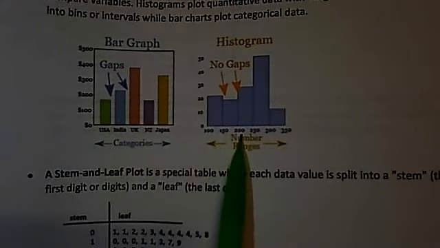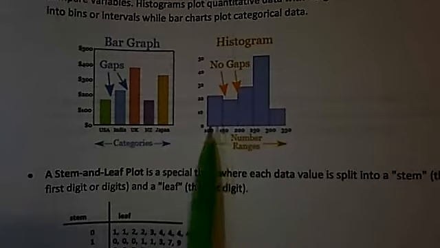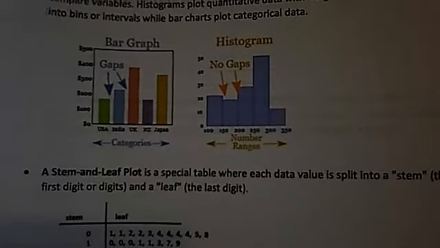So you see it ranges from 100 to 150, and from 150 to 200, 200 to 250, and so forth. All right, that's a histogram. It's still comparing, but it's numerical, and it falls in ranges of numbers. So histograms have ranges of numbers.